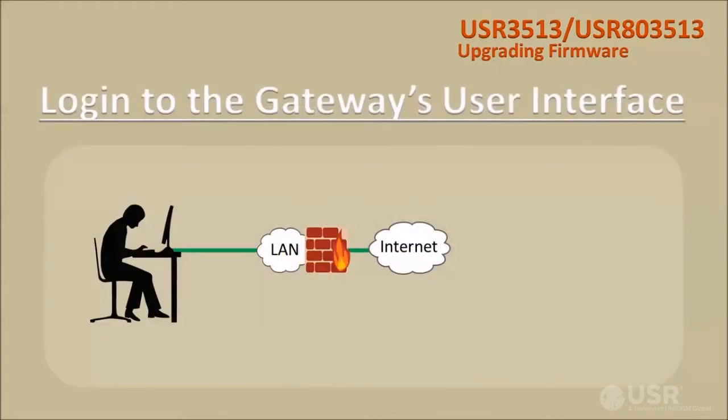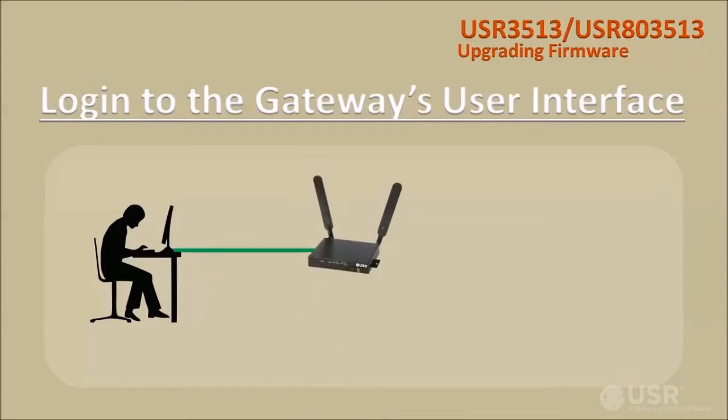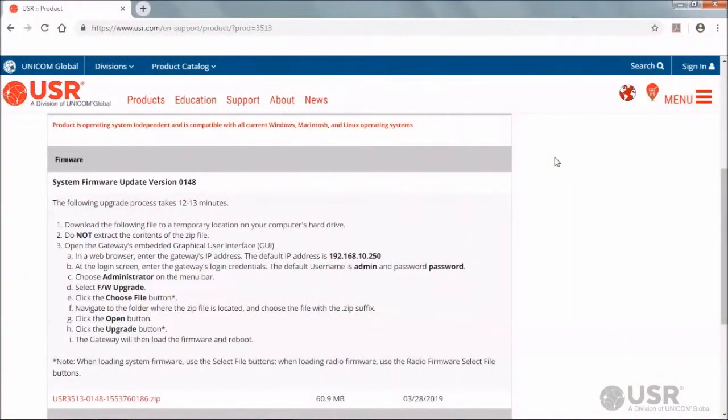Next, log into the gateway's user interface. Use the Ethernet cable to connect the computer to the cellular gateway's LAN port. Enter the cellular gateway's IP address into the web browser. The default IP address is 192.168.10.250.